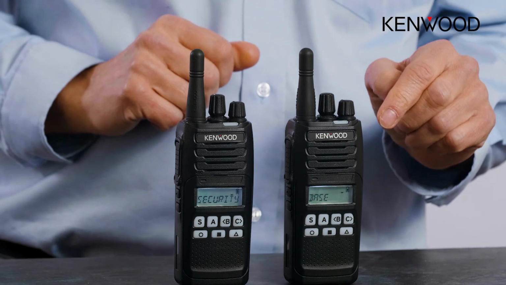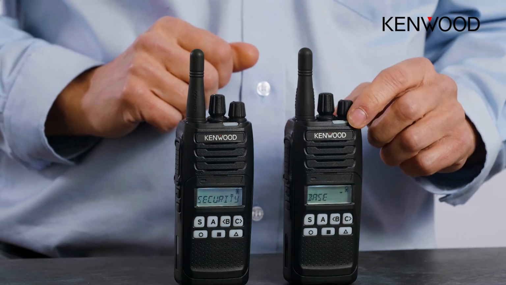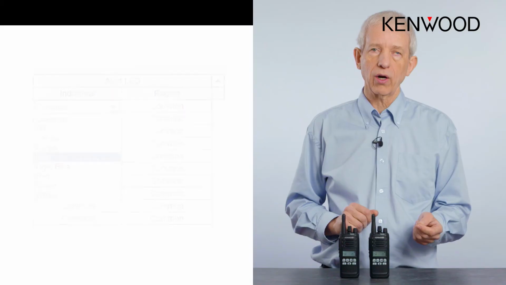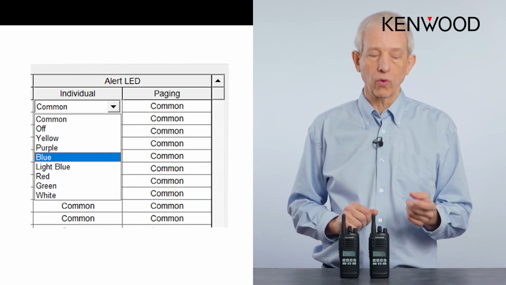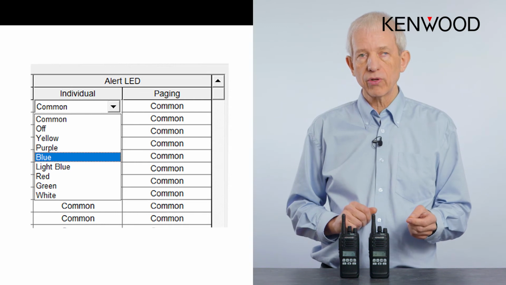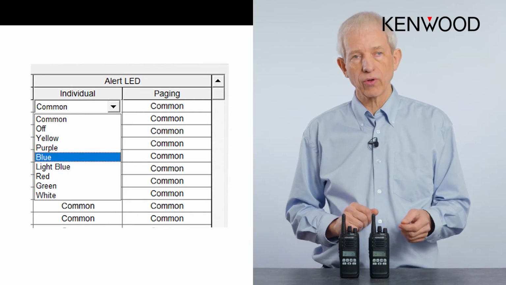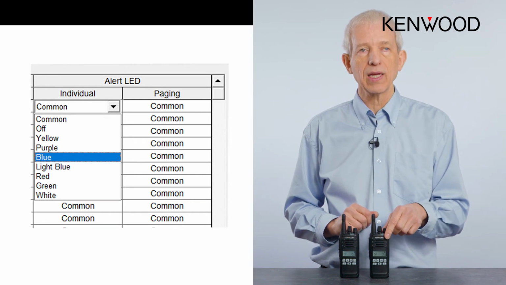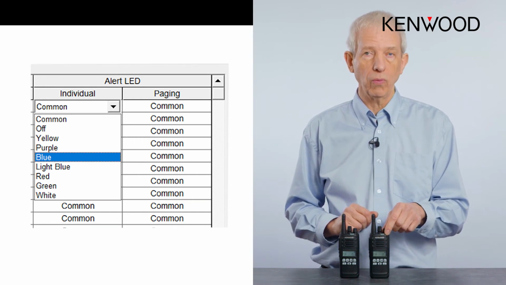You'll also notice when the individual call was set up that the LED on the top here was flashing blue. That's a configurable item. You can decide which colour it will go when it's an individual call or a group call, and again that's a very useful thing that the operator of the radio can easily see by looking down from the top the colour of the LED, and they know it's an individual call or a group call.